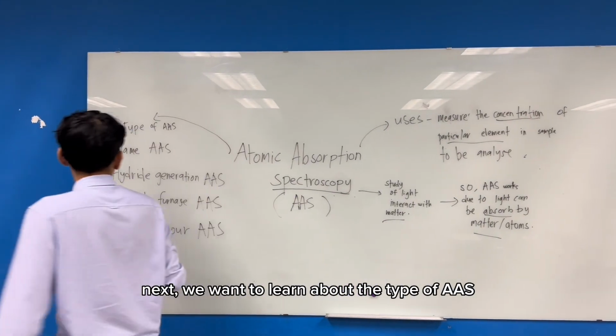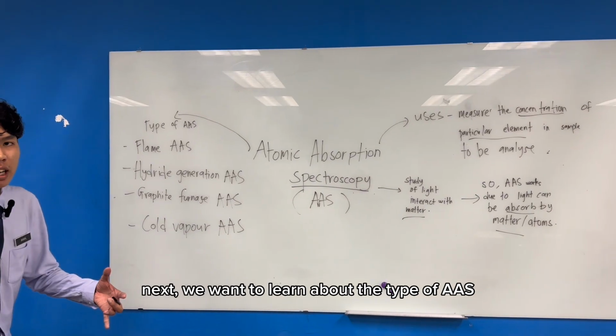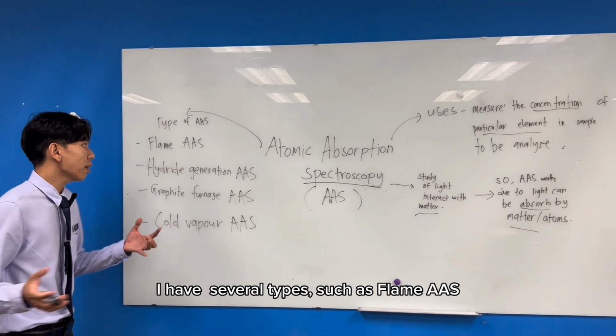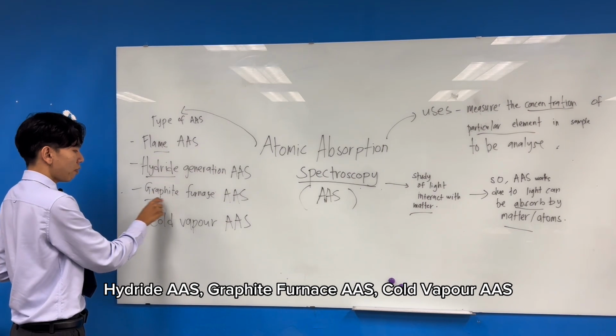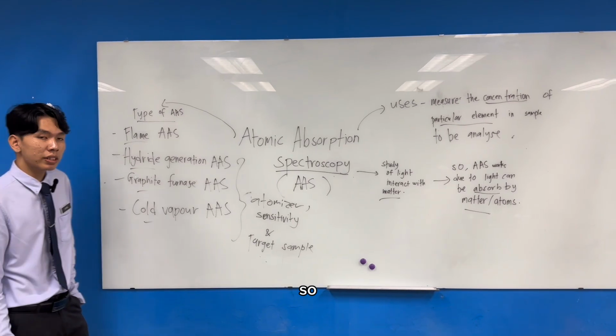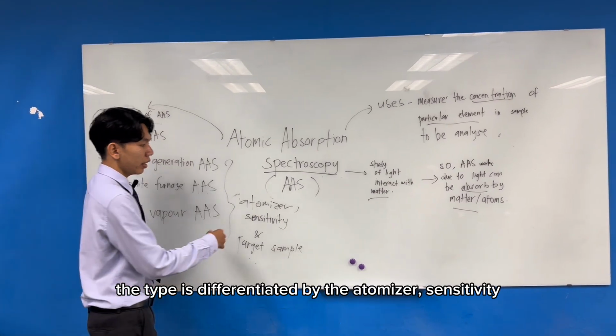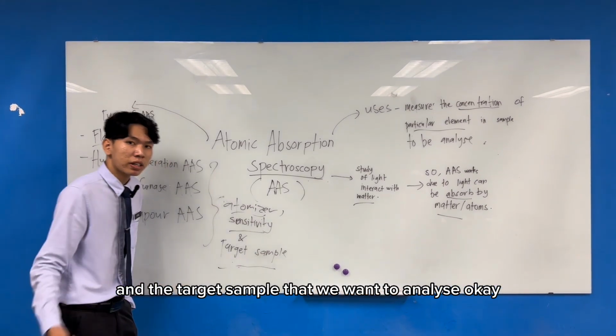Next, we want to learn about the types of AAS. There are several types, such as flame AAS, hydride AAS, graphite furnace AAS, and cold vapor AAS. The types are differentiated by the atomizer, the sensitivity, and the target sample that we want to analyze.